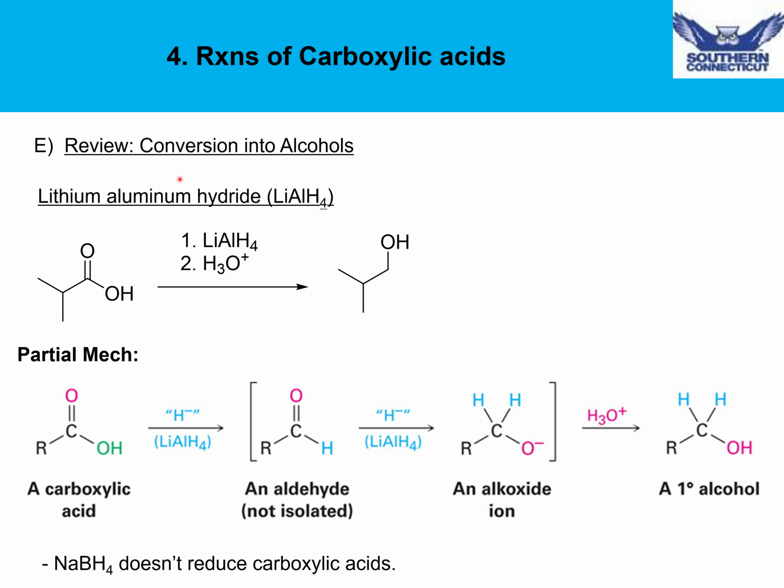As we saw earlier this semester, carboxylic acids can be converted into alcohols by a reduction reaction with lithium aluminum hydride. We start off with this carboxylic acid, we add lithium aluminum hydride, followed by aqueous acid. We can convert it into a primary alcohol.